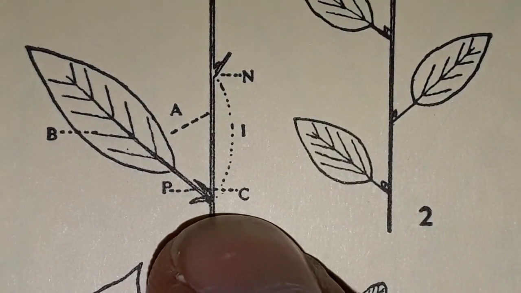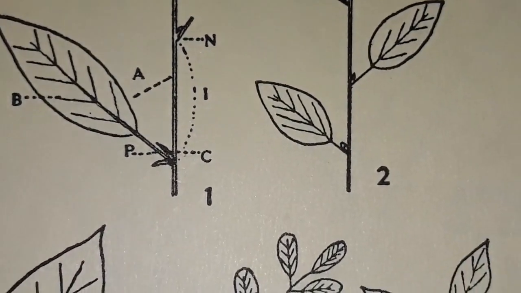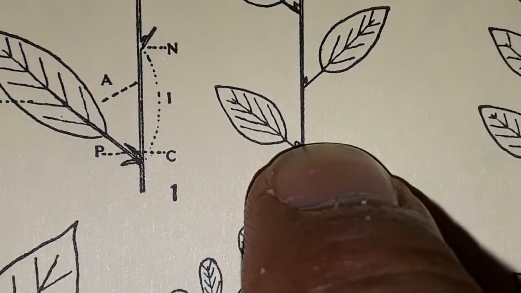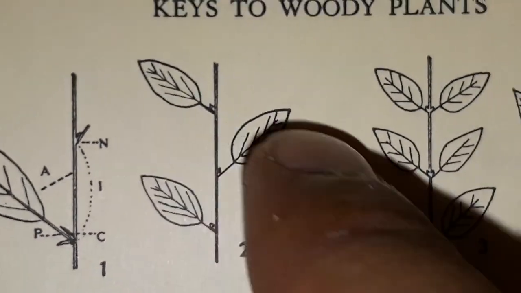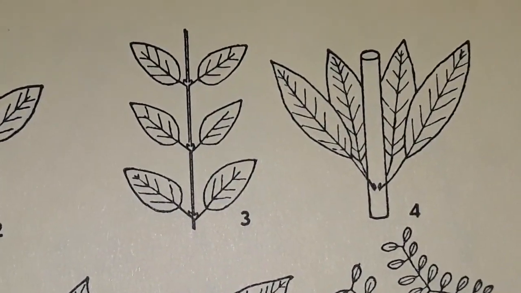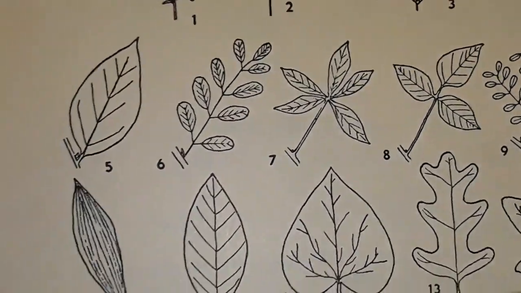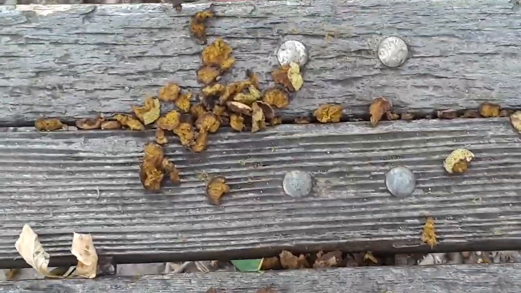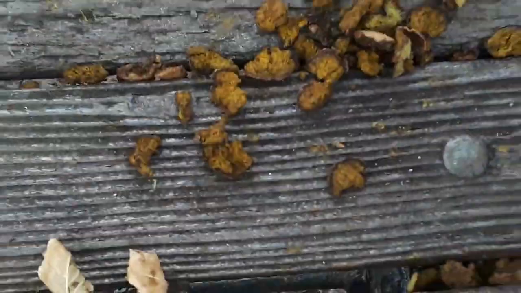Or leaf-like bracts at the base of the true leaf. Remember, true leaves have a bud. Okay. Squirrels are going to town with the black walnut. This is what's left of the husk.